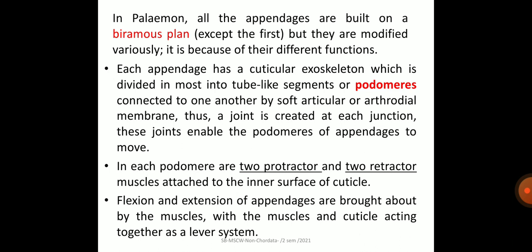In each podomere are two protractor and two retractor muscles, which are attached to the inner surface of the cuticle, while the flexion and extension of appendages are brought about by the muscles, with the muscles and cuticle acting together as a lever system.